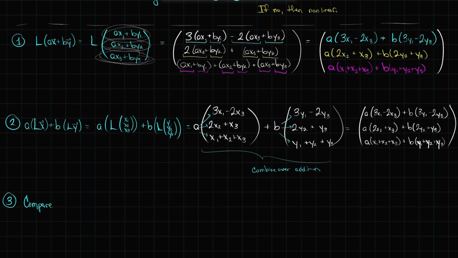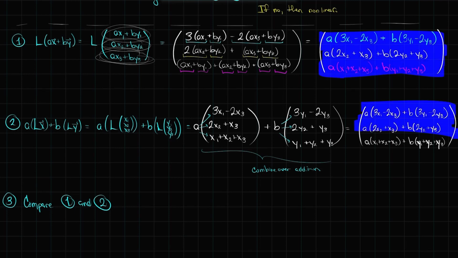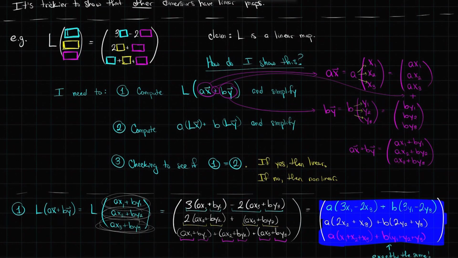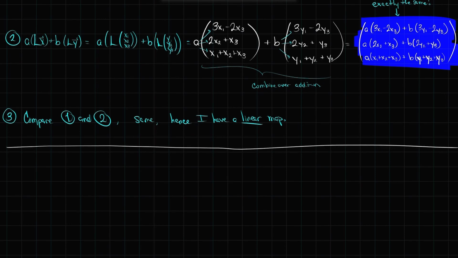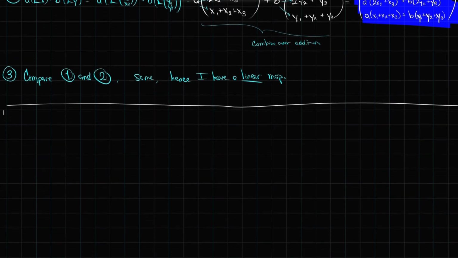Step 3, I need to compare 1 and 2. And thankfully when I do that here, there's 1 and there's 2, and what do I notice? They're exactly the same. So since these are exactly the same, hence I am linear. So this is how we go through the work for a higher dimensional linear map. It's definitely a lot of work, but it pays off because these are going to be the maps that define quantum mechanics for us. So as long as we go through this sort of work, we can construct quantum mechanics.